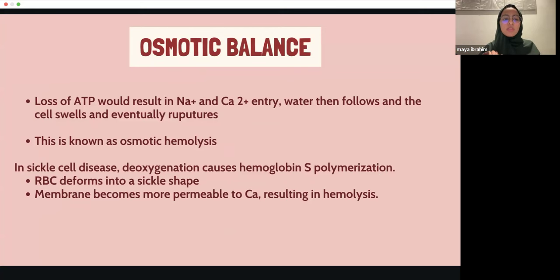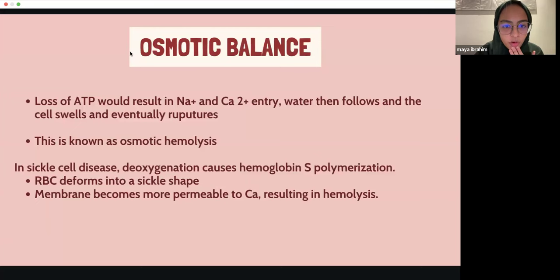And in sickle cell disease, when the hemoglobin has a, what is it called? When you exchange valine, it causes the hemoglobin to change its shape, right? And therefore it changes the RBC shape, right?